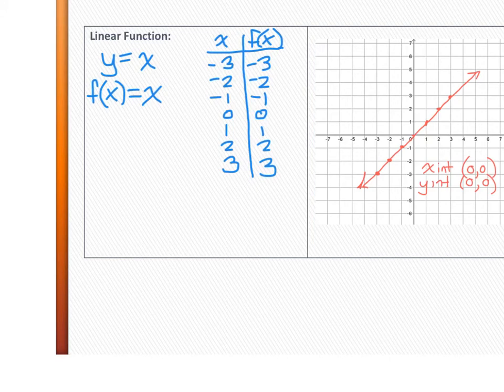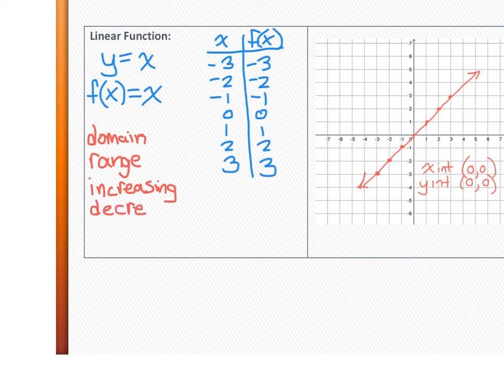If we use some of our new vocab here on features, we can identify the domain, the range, increasing, decreasing, these are all intervals, positive, and negative.